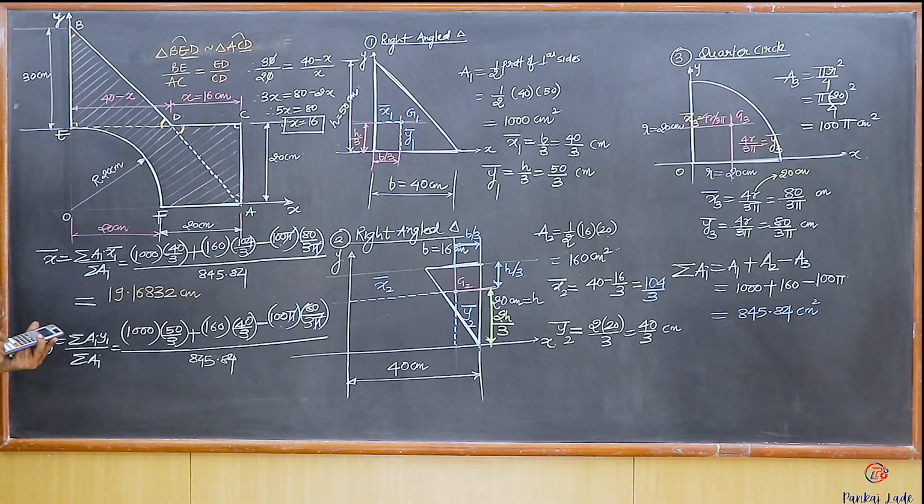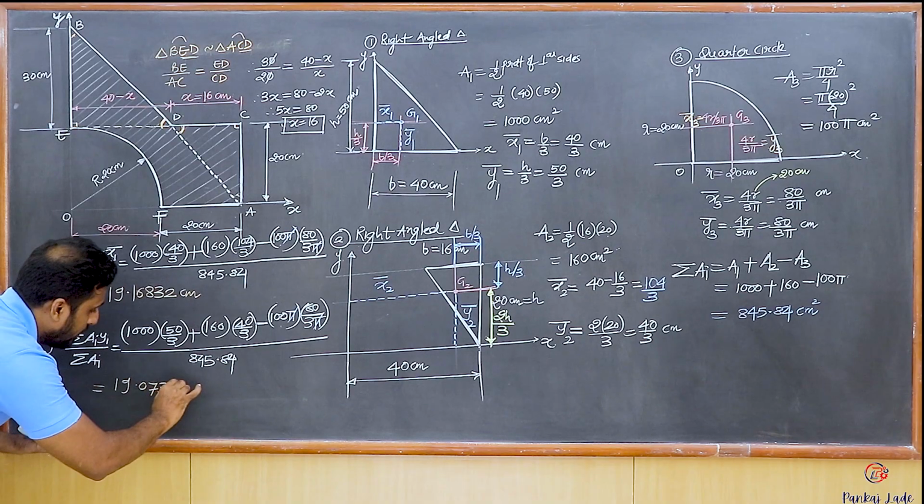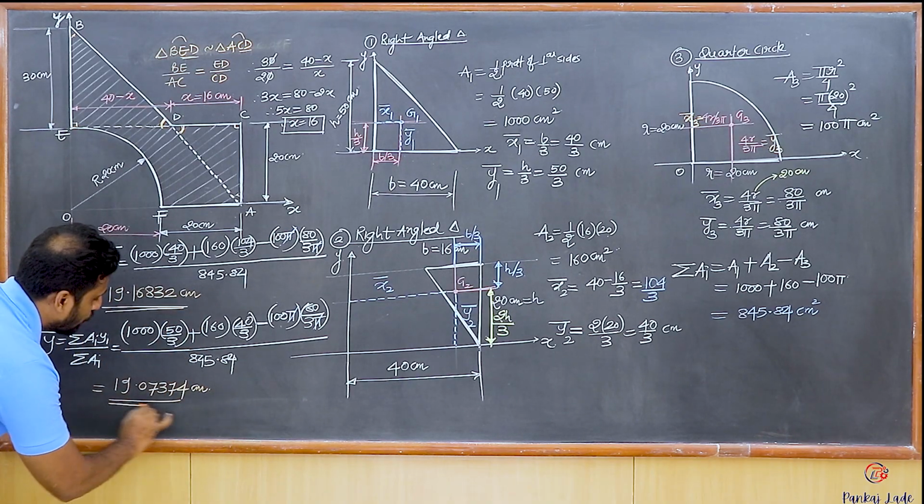And let's get the value of y bar also, students. For y bar, again let's do the calculation. Again, be very careful. That's 1000 into 50 divided by 3, then plus 160 into 40 divided by 3, minus 100 into 80 divided by 3. You get some answer. This answer needs to be divided by 845.84. You get your answer as 19.07374. So my answer here is 19.07374 centimeters. So that's x bar value and that's y bar value.